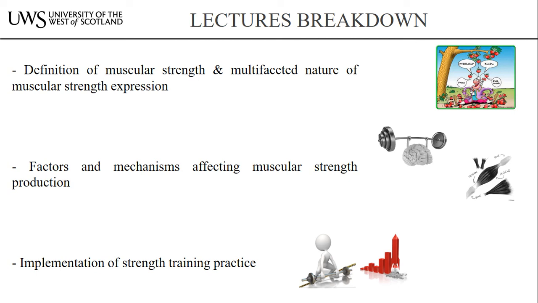In the second phase, the second part of the presentation, I will introduce the main factors and mechanisms affecting muscular strength production from a neurophysiological perspective, mechanical perspective, psychological perspective, and as a consequence, I will introduce the main training variables which should be taken into account when planning and implementing resistance training programs.